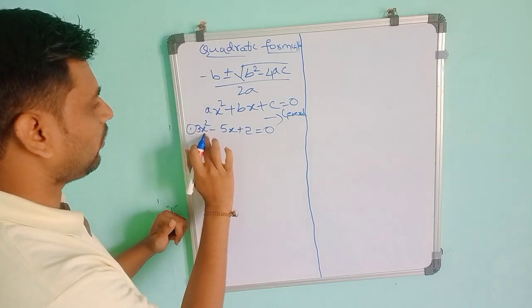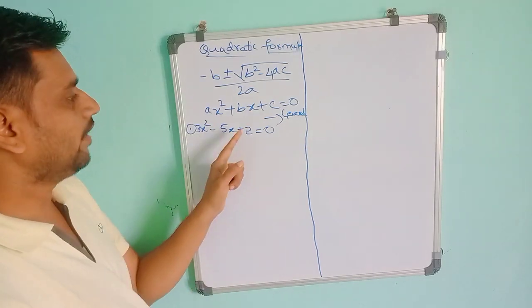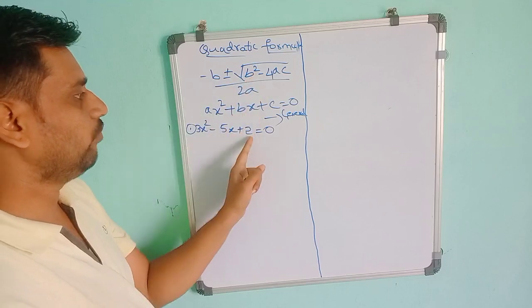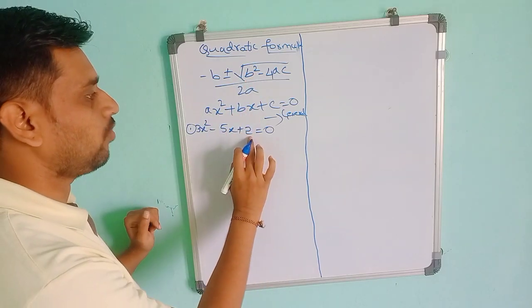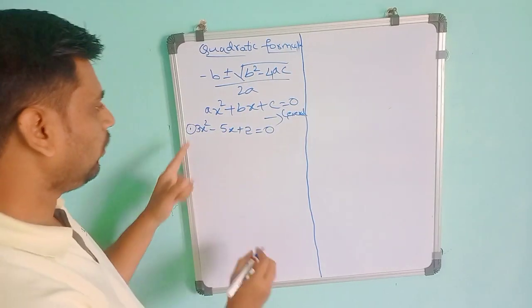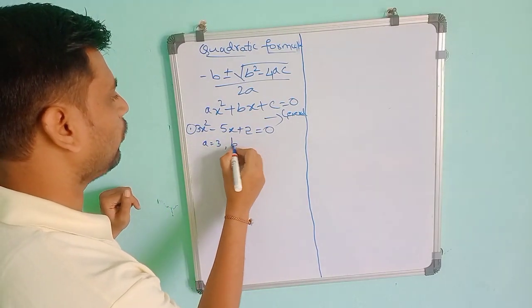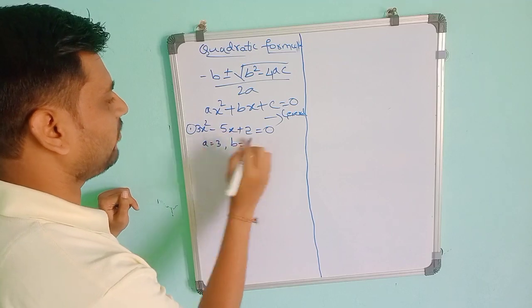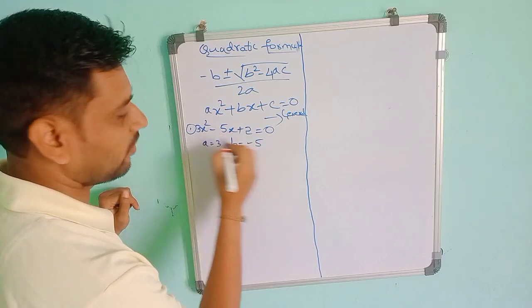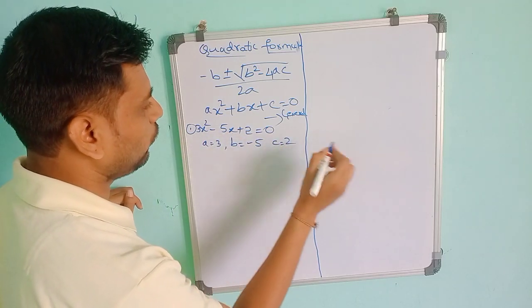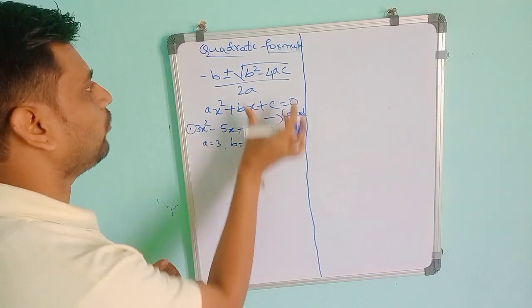First, the coefficient of x square is called a, the coefficient of x is called b, and the constant number is called c. So a is equal to 3, the coefficient of x square. b is equal to minus 5, the coefficient of x, and the constant number is c, so c is equal to 2. Then you have to substitute the a, b, c values in this formula.